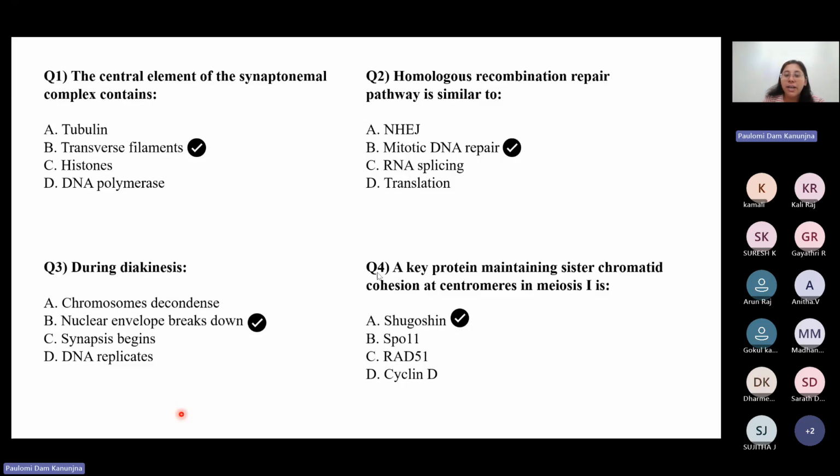The homologous recombination pathway resembles mitotic DNA repair. Basically, it's just for information: the strand invasion that I mentioned is similar to DNA repair mechanisms.